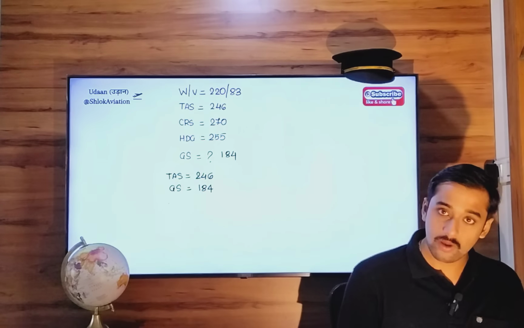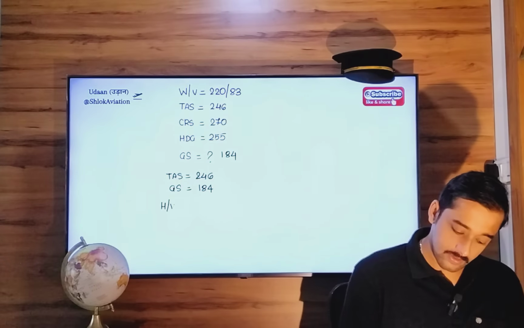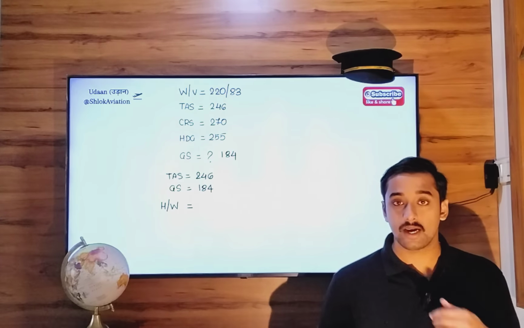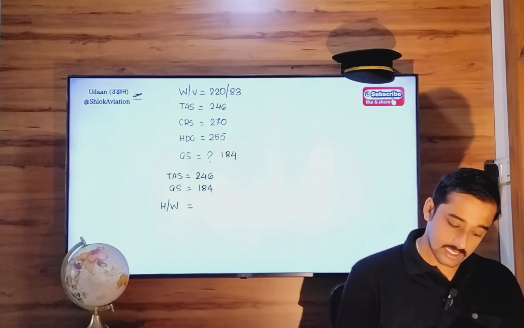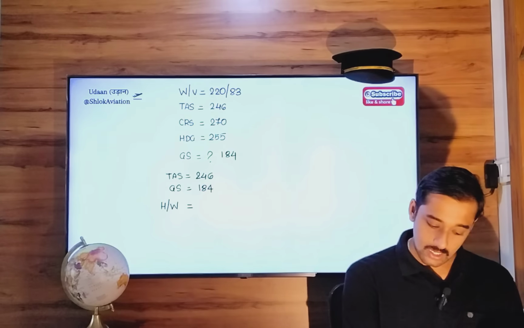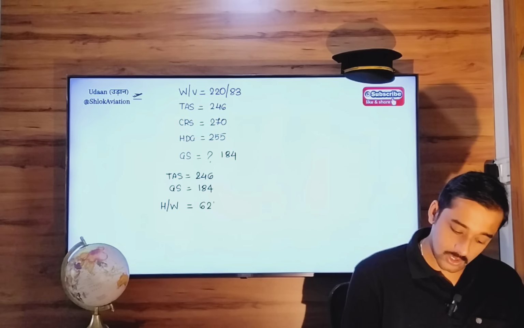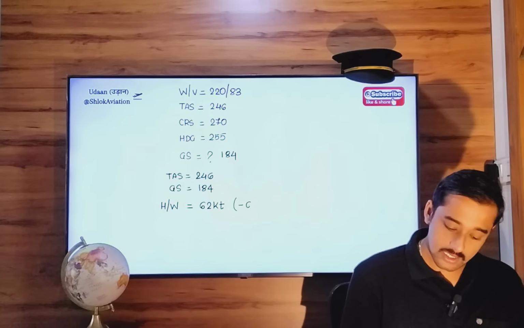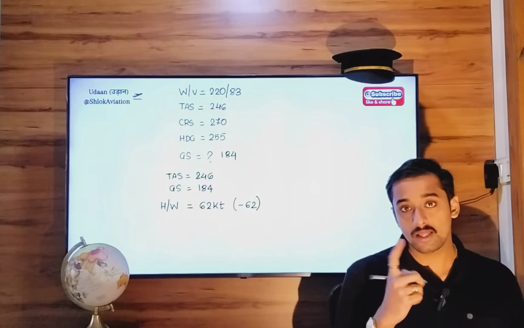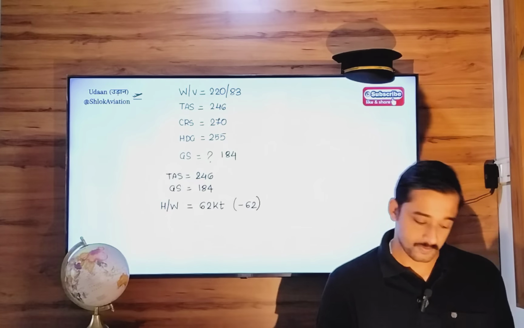So the difference between them is your headwind. That means the aircraft is getting a headwind of 246 minus 184, that is 62 knots. So the correct answer is minus 62 or any other option which is closest to this value.